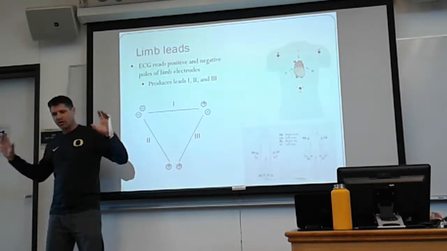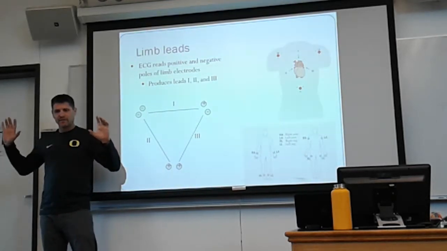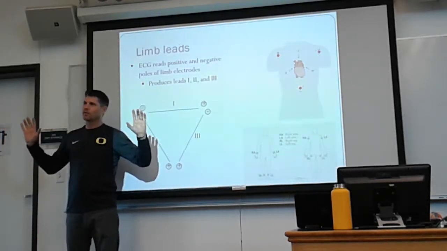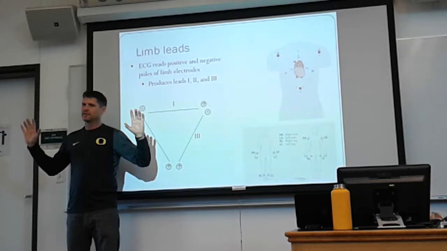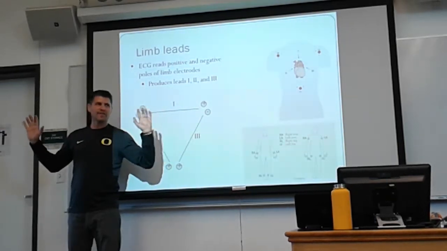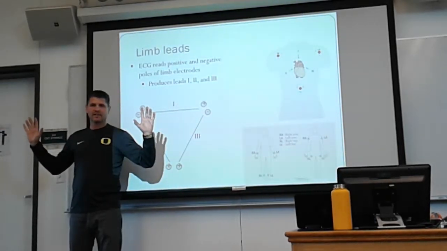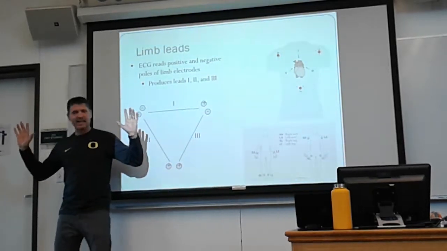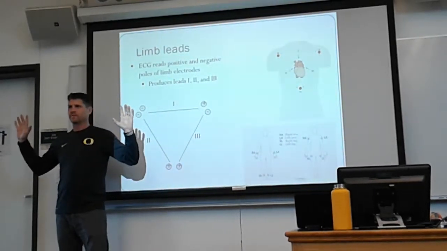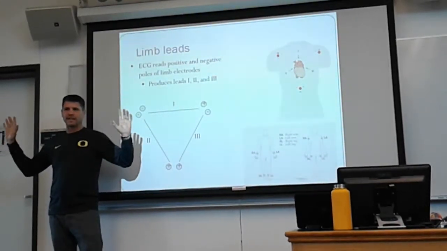Right? So our negative is on the right. Our positive is on the left. So where's my camera? On the left. Where's it looking? Towards the right. And my leg is the ground. That's what he did for this first lead.